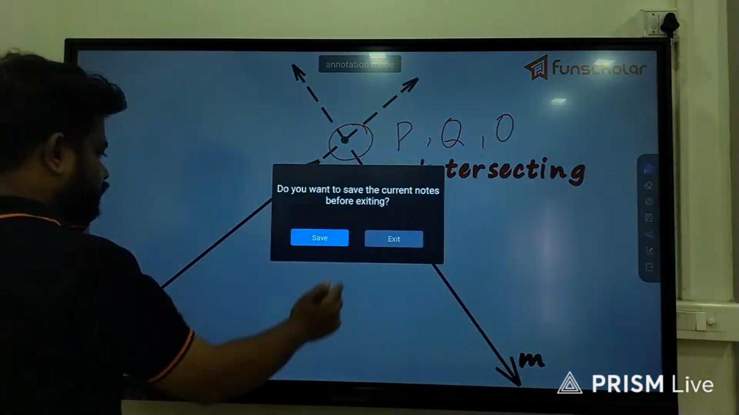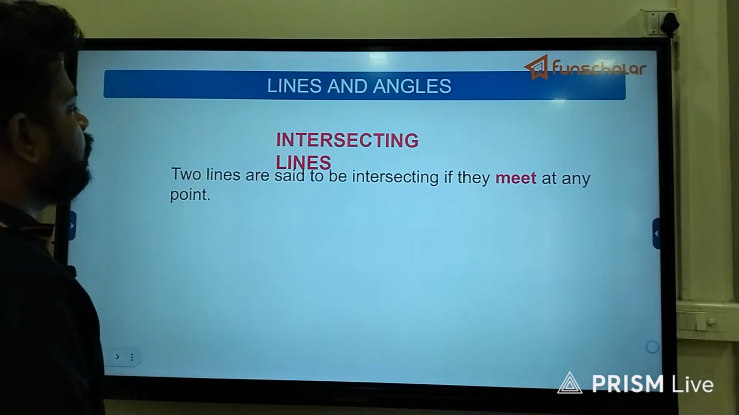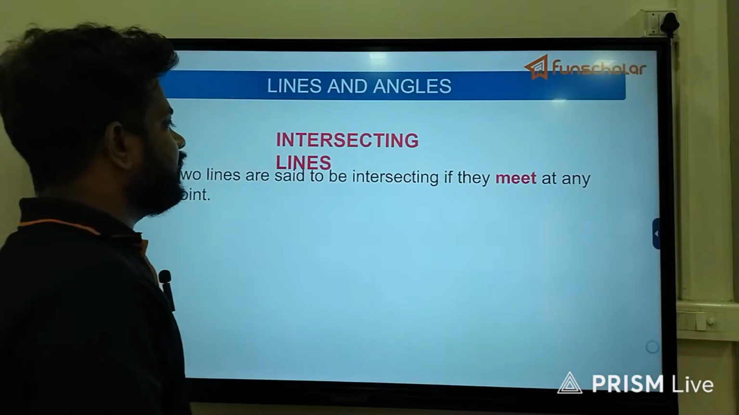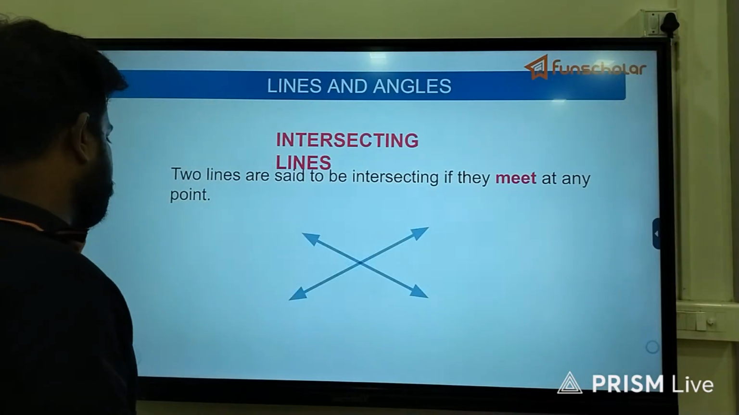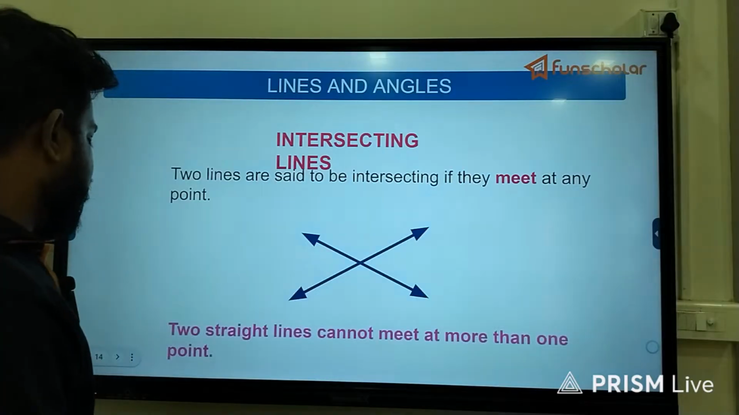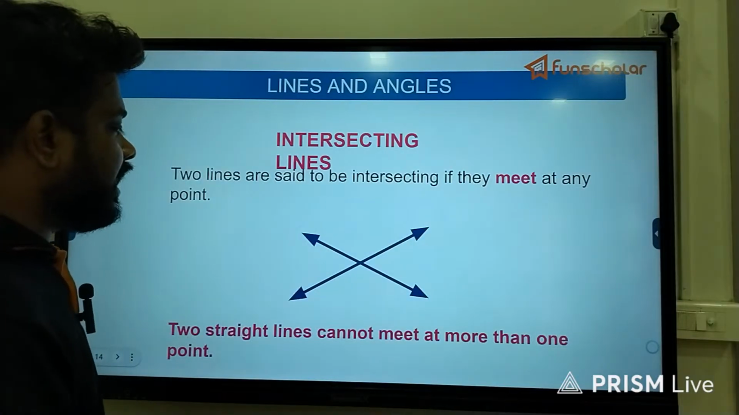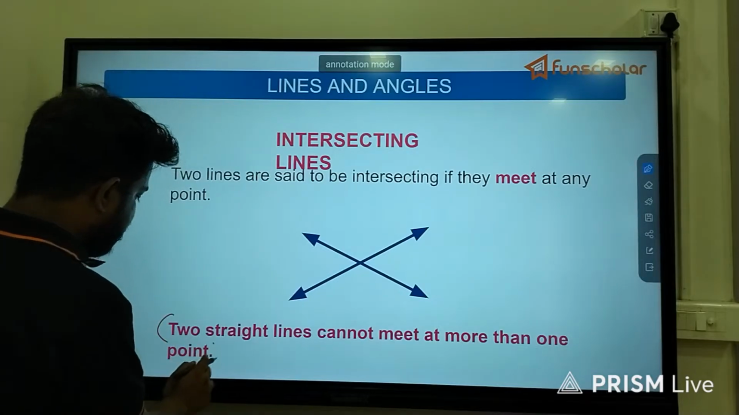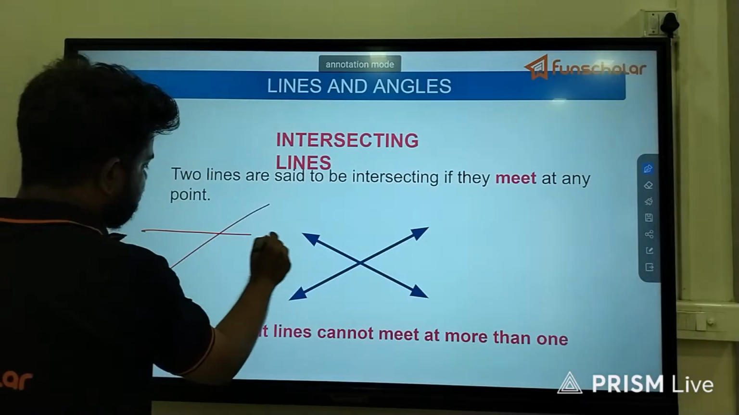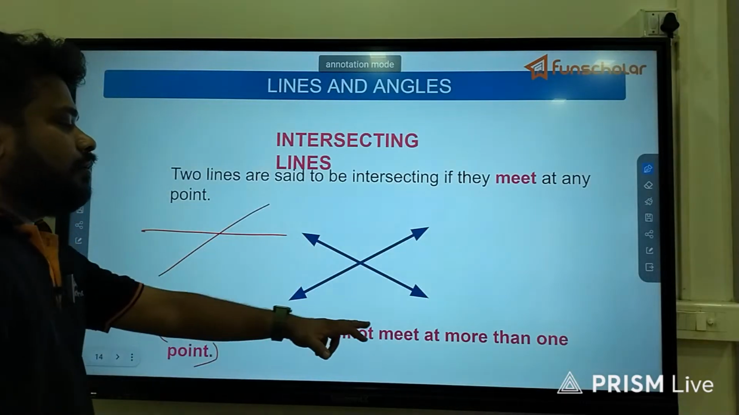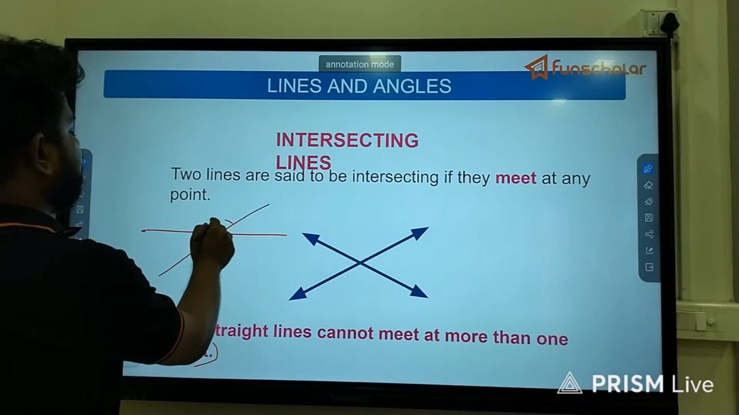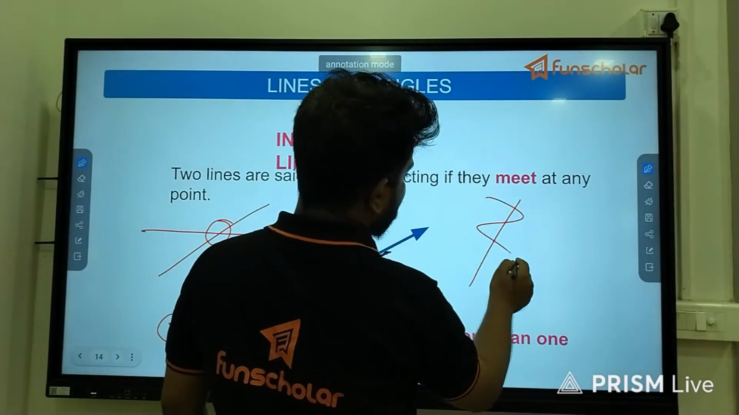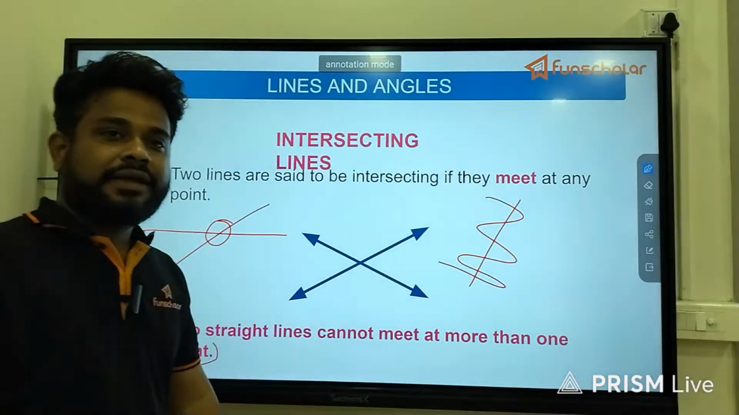Okay, so done. Now let's know the definition of intersecting lines. Two lines are said to be intersecting if they meet at any point, just like this. Two straight lines cannot meet at more than one point. If I elaborate this statement, two lines cannot meet at more than one point. Here is the one point. If two lines meet at two or more points, that won't be called a straight line.